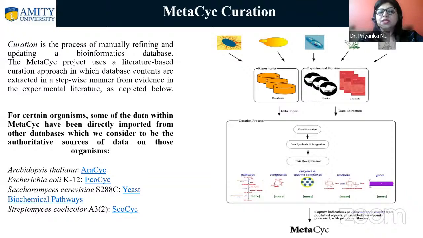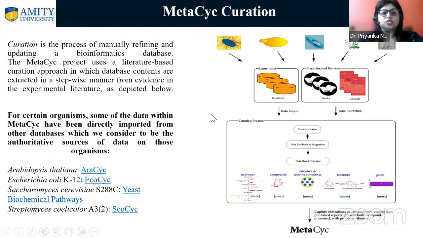The MetaCyc project uses a literature-based curation approach in which the database contents are extracted in a stepwise manner. As you can see in the flow chart, data is extracted from proper repositories, databases, and experimental literature, and then the curation process occurs, where data extraction, data synthesis, and data quality control are done. And finally, you have pathways, a list of compounds, a list of enzymes and enzyme complexes, reactions, genes, and more.